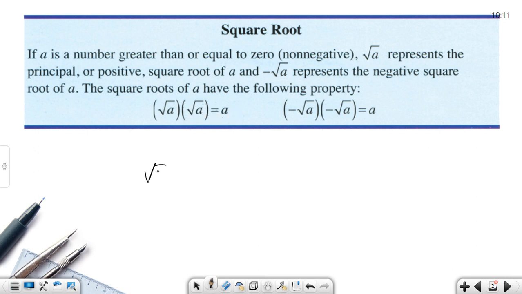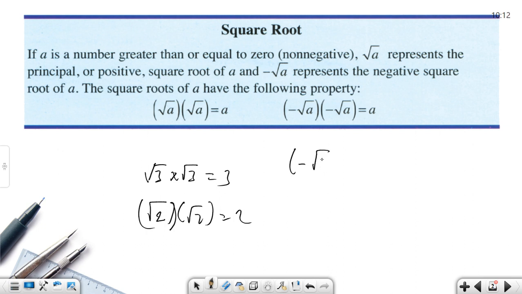So what does it mean? Square root of 3 multiplied by square root of 3 is equal to 3. Or square root of 2 multiplied by square root of 2 is equal to 2. That's the first property. The negative of them is the same. Now, it's not a negative inside the square root, but negative square root of 5 multiplied by negative square root of 5. Negative times negative is positive. Square root of 5 multiplied by square root of 5 is going to be 5 again. So be careful here. Negative times negative is positive, because of that, the result must be positive.